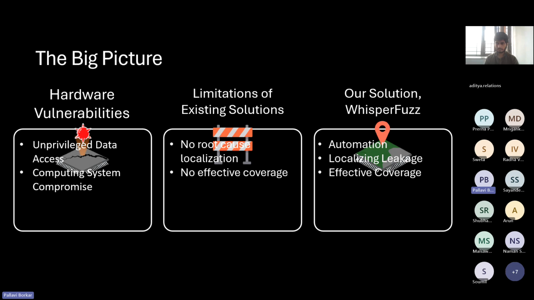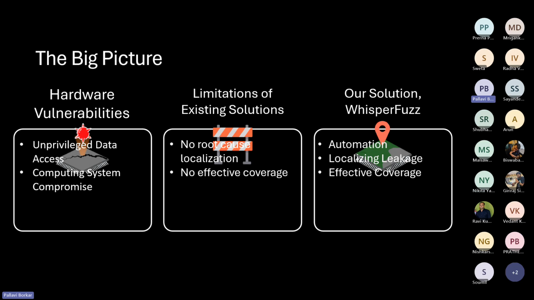Existing solutions for combating these vulnerabilities suffer from two major limitations. These solutions do not offer any root cause localization. For mitigation, first, the source of any detected vulnerability has to be located. And current solutions require manual effort for such localization. That introduces inefficiency and also manual error. The second limitation is that these solutions use irrelevant coverage metrics. These metrics do not allow for an accurate estimation of the achieved security of the processor against the concerned vulnerability.